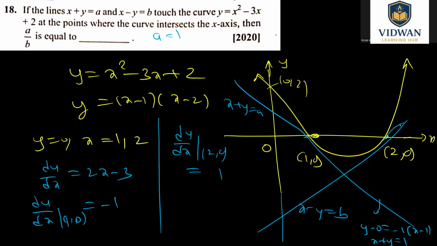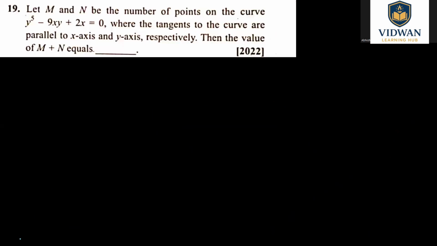And the other line that you have to find out passes through (2, 0) and has a slope 1. So this line can be y minus 0 equal to 1 into x minus 2, or y equal to x minus 2. Therefore, this is x minus y equal to 2. If you compare with the second line, x minus y equal to b, clearly b is 2. So b is 2. Therefore, what is the value of a by b? A by b is therefore 1 by 2, that is 0.5. So this is the answer.